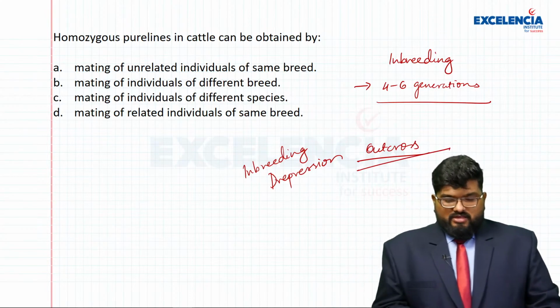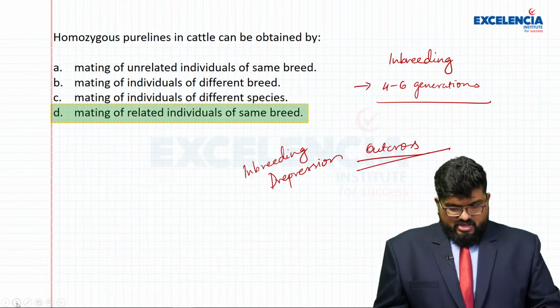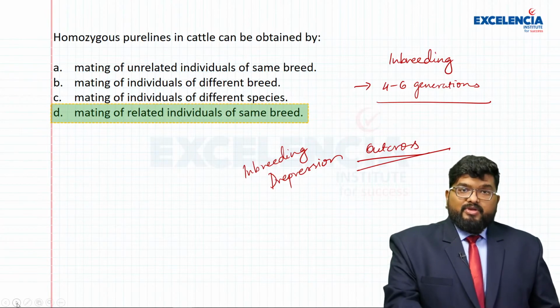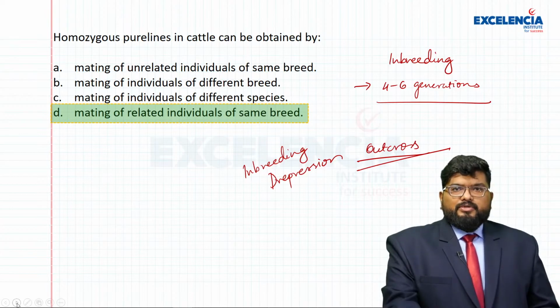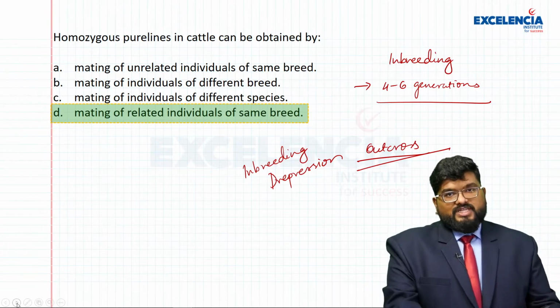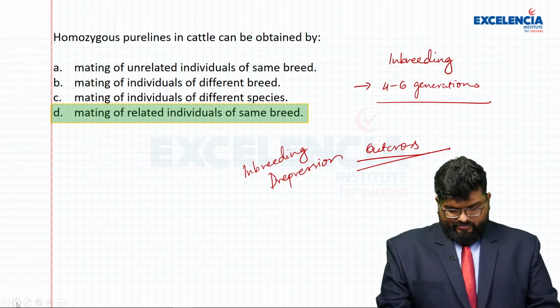So inbreeding is what is going to be helpful. The mating of related individuals of the same breed will help give rise to pure lines by maintaining homozygosity. Got it?